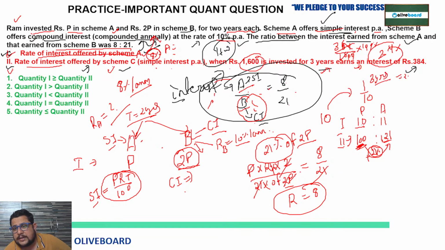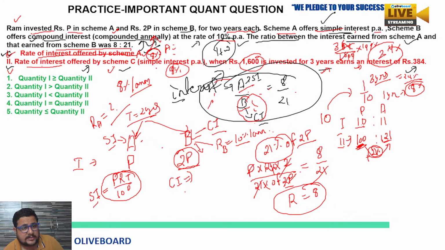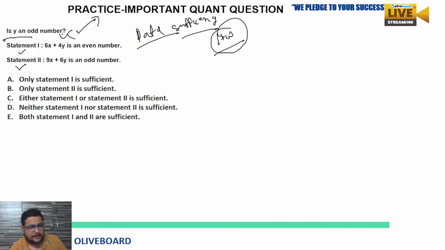In 3 years, total 24%. And we are talking about simple interest. So in 1 year it is going to be what? For 1 year the rate of interest is going to be 24 by 3 means 8%. So here also 8%, and quantity 1 was also 8%, means quantity 1 is equal to quantity 2. So option 4 is going to be the answer. Both quantities are equal, and I hope you are getting it well.